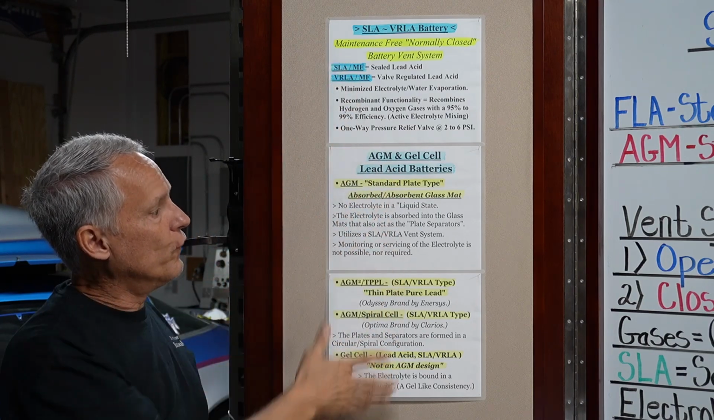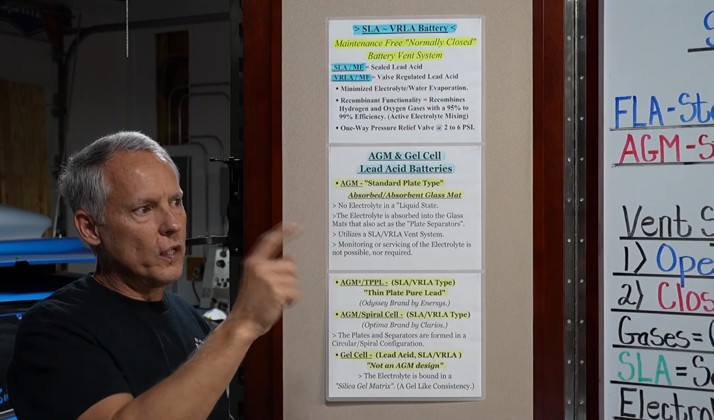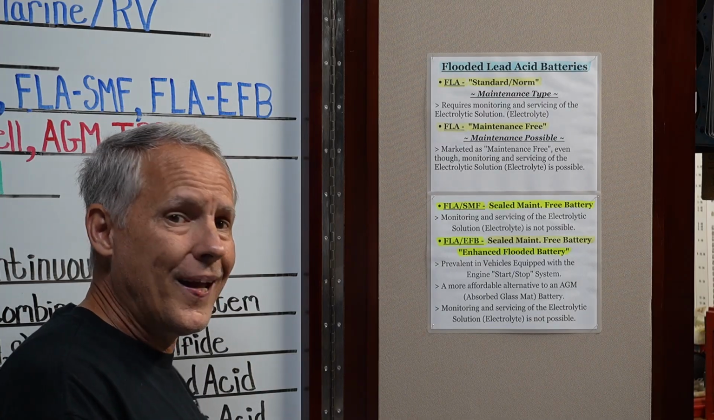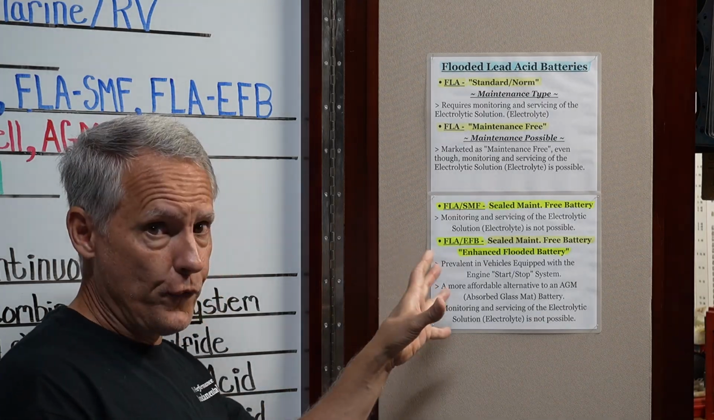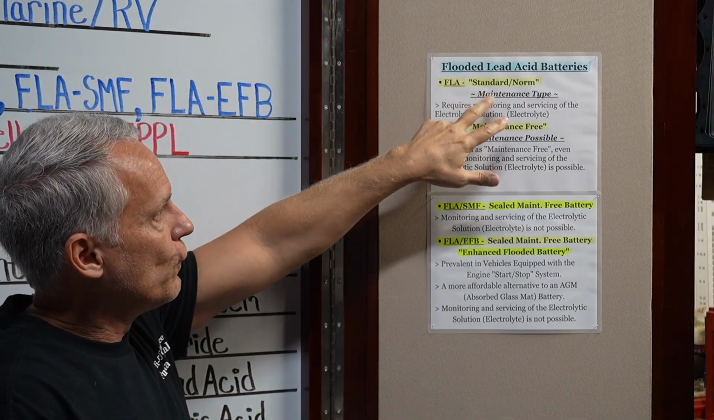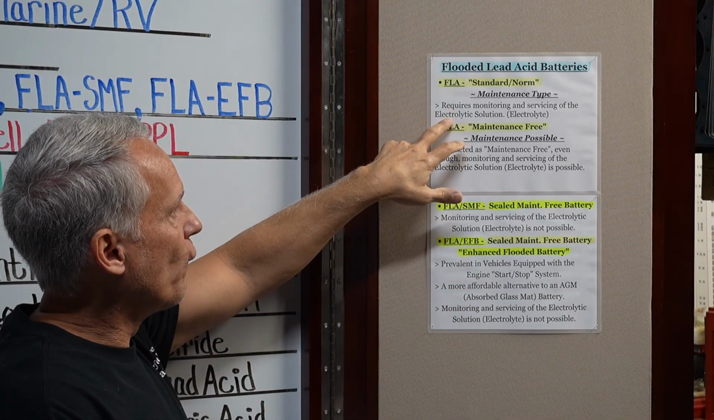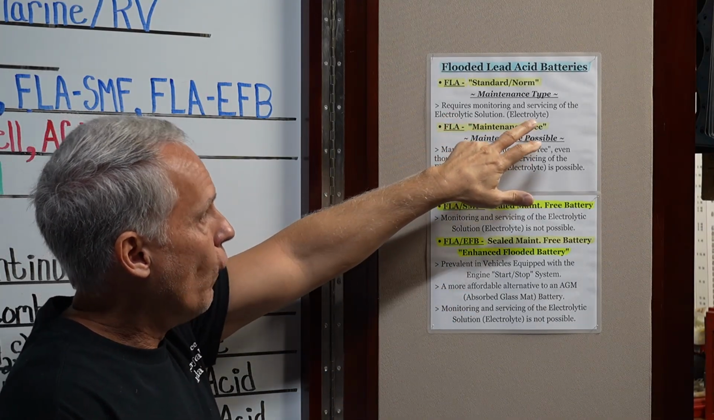So that basically goes over your AGMs, what makes them different from standard flooded lead acid batteries, and we're going to touch on that. Okay, so flooded lead acid batteries, general overview. You have an FLA standard or norm. That is a maintenance type, requires monitoring and servicing of the electrolytic solution or the electrolyte.